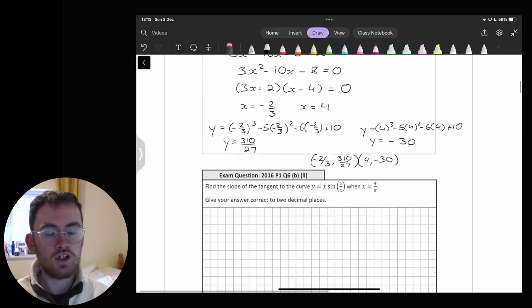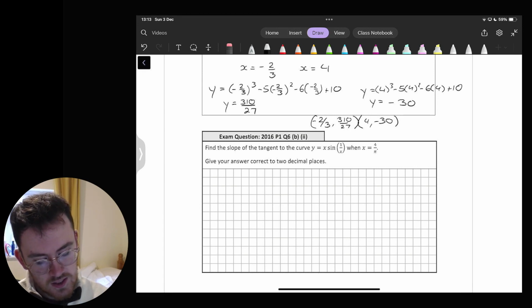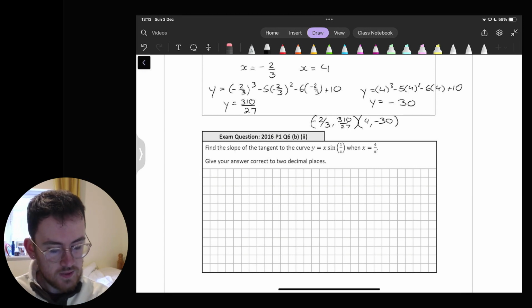Okay, so we're going to jump into some exam questions here on finding the slope of the tangents at particular points. The first one: find the slope of the tangent to the curve y equals x sine 1 over x when x is equal to 4 over pi.